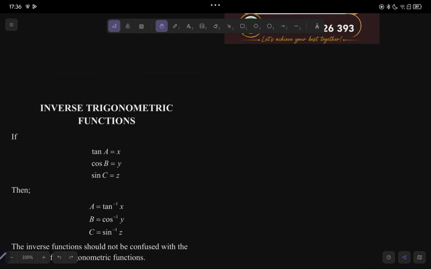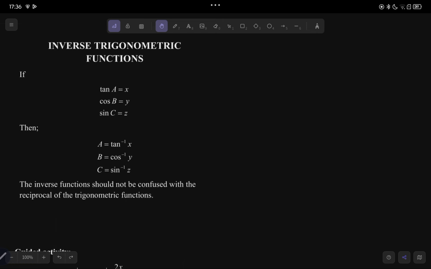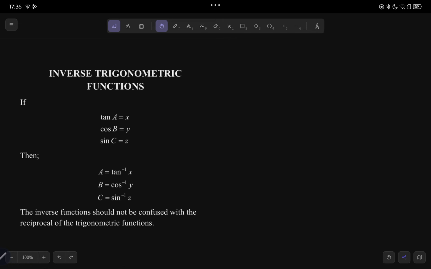Inverse trigonometric functions. If tan A is equal to x, then it is okay to say that A is tan inverse of x. And if cos B is y, likewise we can say B is cos inverse of y. And if sin C is z, then C is sin inverse of z.